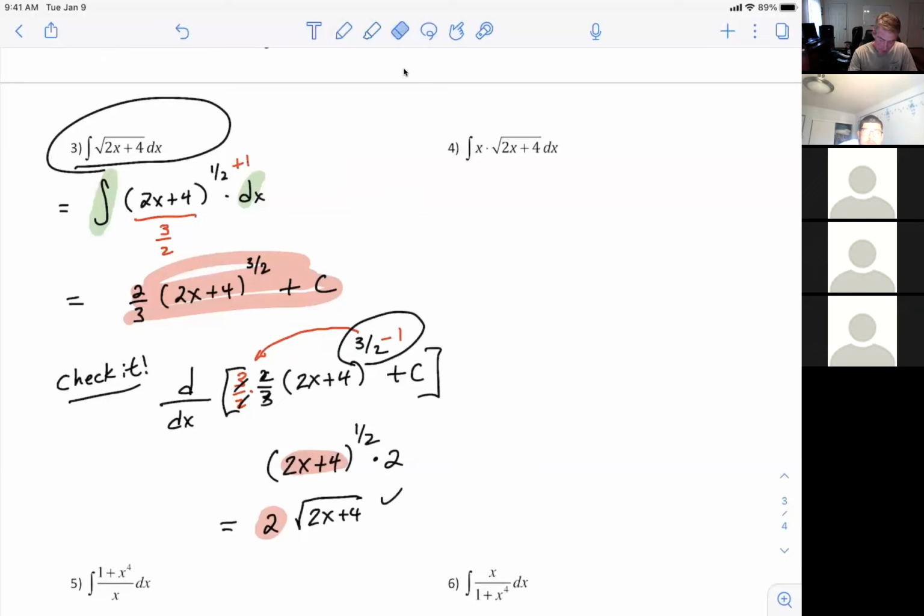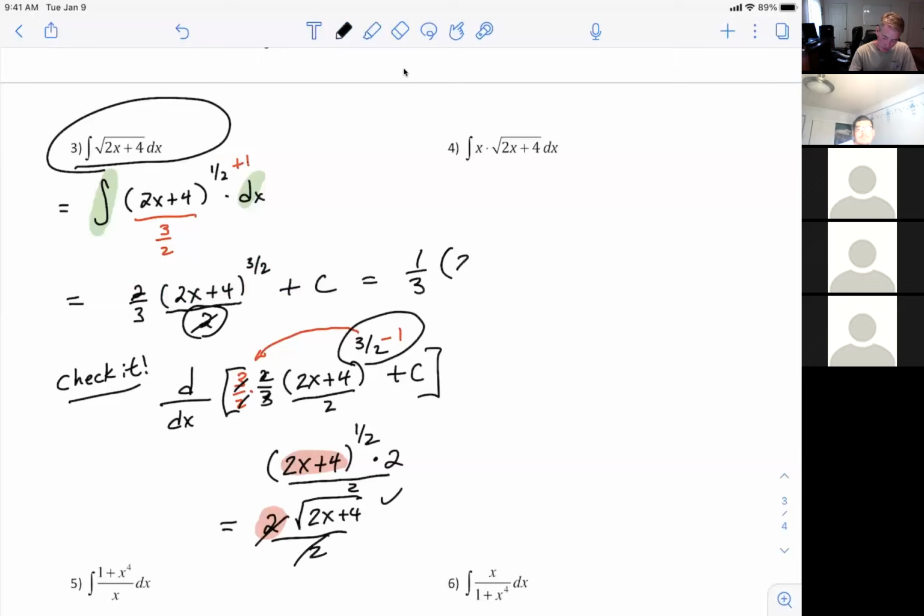So then I go back to my answer and I go, you know what? I should have divided by 2, because then if I divide by 2, that divided by 2 will always be there until the very end, and then it'll cancel off that 2. So I have to readjust my answer and say, I need this extra 2 on the bottom. And actually that 2 is going to cancel that 2. So my final answer is 1/3 and then (2x plus 4) to the 3/2 plus c.